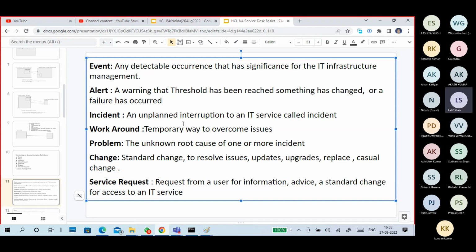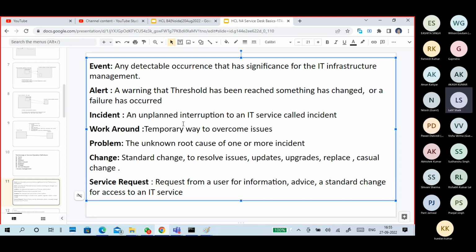For example, I'm in an office. I want to take a printout. I don't have printer access. What will I do? I'll send a request: I want printer access. So access management is here. Sometimes there are two points here. So a service request to get access, a service request to change something, or a service request for getting some information or advice, or access to the IT services, or asking for a standard change.